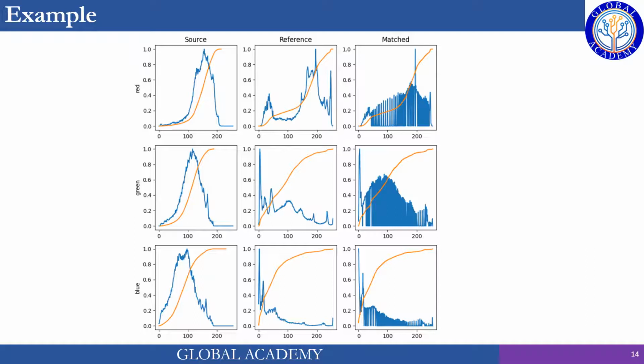Here is the histogram and cumulative distribution of three channels like red channel, green channel and blue channel of the source image, which is in fact kitty, and then cumulative distribution and histogram of reference image, red channel, green channel and blue channel, and then these are the matched histograms. You can observe that the histogram of the matched image almost resembles the reference image, and similarly in case of green channel and similarly in case of blue channel.